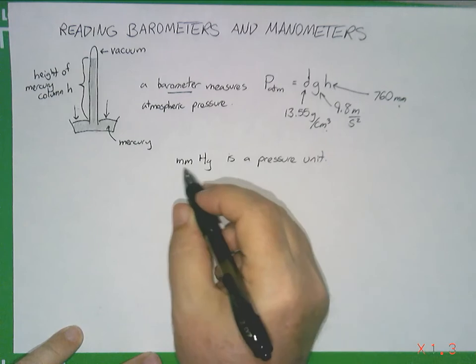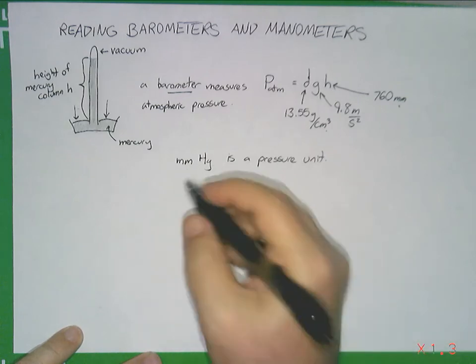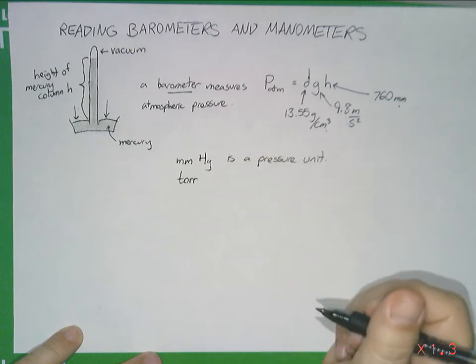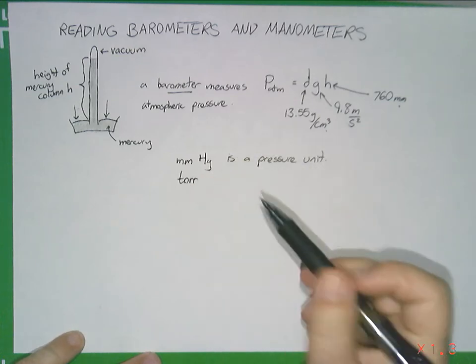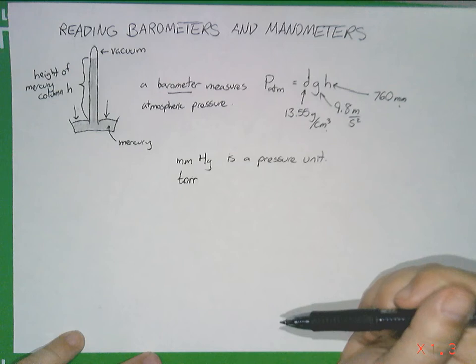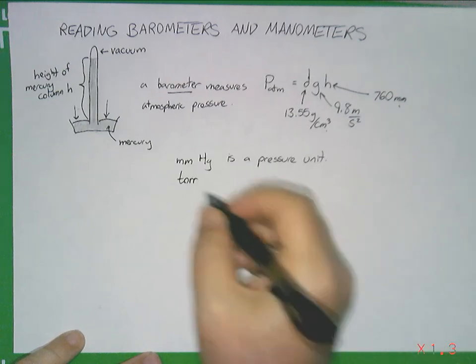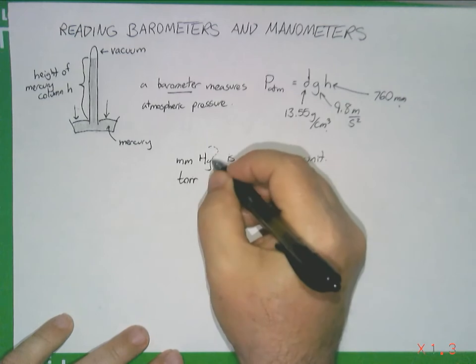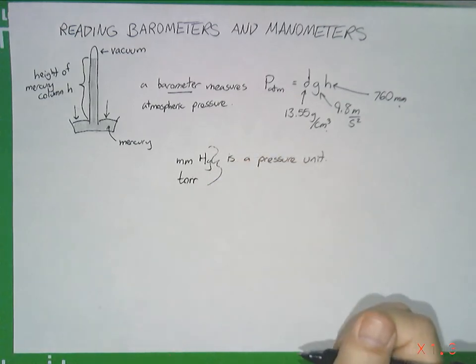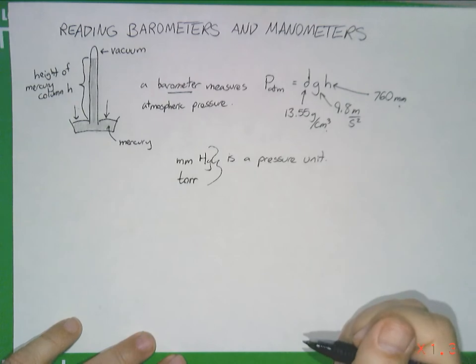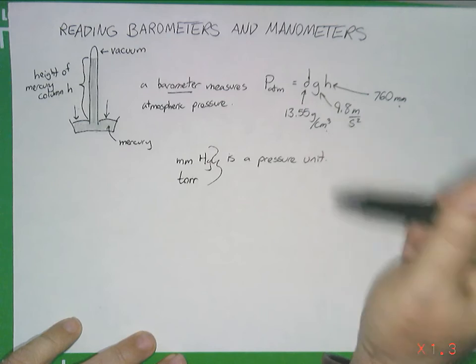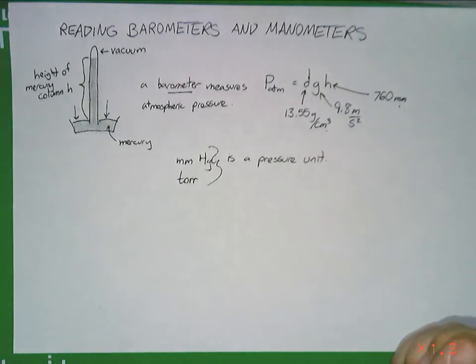Now, you can call millimeters of mercury torr as well. It's named after an Italian lawyer, Torricelli, who invented this setup. A torr is the same thing as a millimeter of mercury. So both of these are pressure units. Now, how do they relate to pascals? Well, you can see how they relate to pascals through this equation, but there is an easier way to relate them.